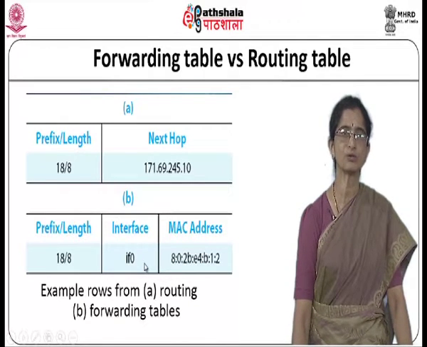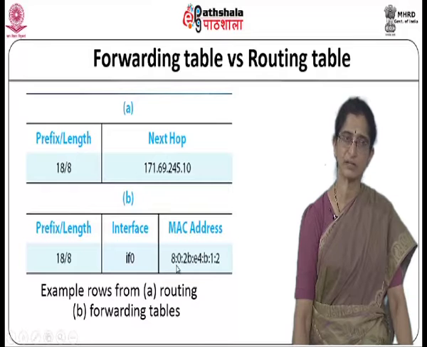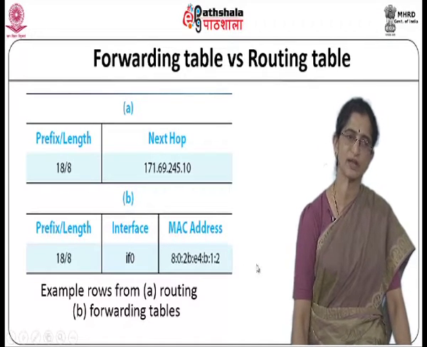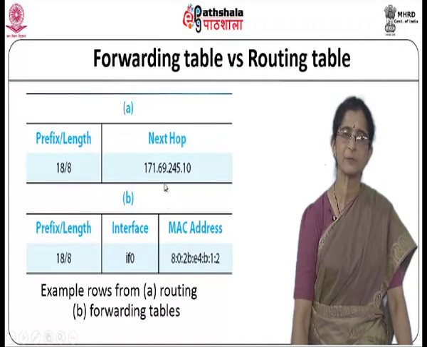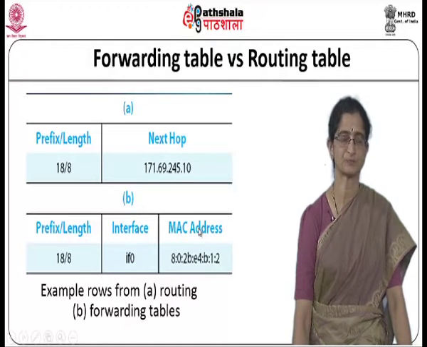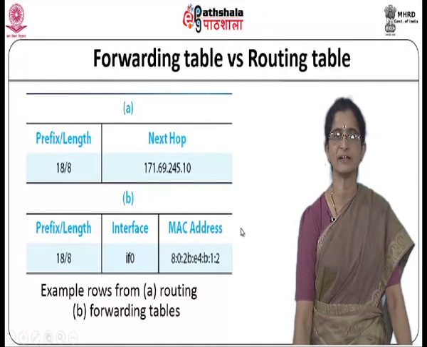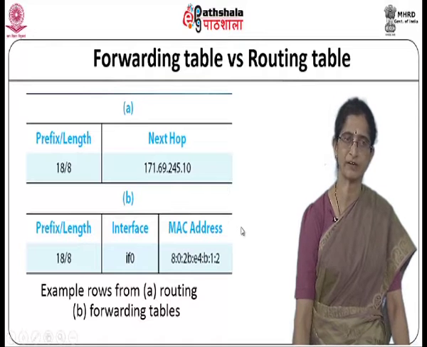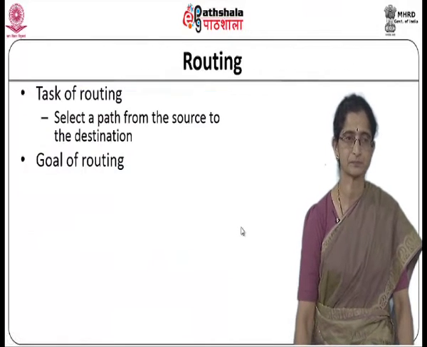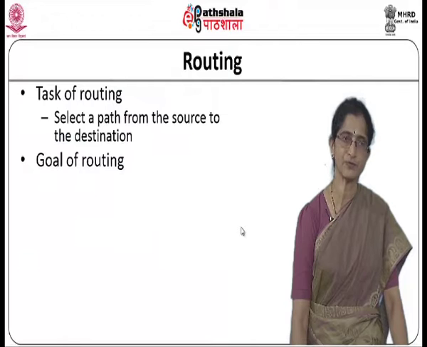So, when you send out on this IF0, you give it to your layer 2 and specify this MAC address, your layer 2 will be able to deliver it to that particular interface, to that particular machine. Okay. So, that is the difference that you will normally find practically when you look at a forwarding table versus a routing table. Okay. Now, coming to the task of routing.